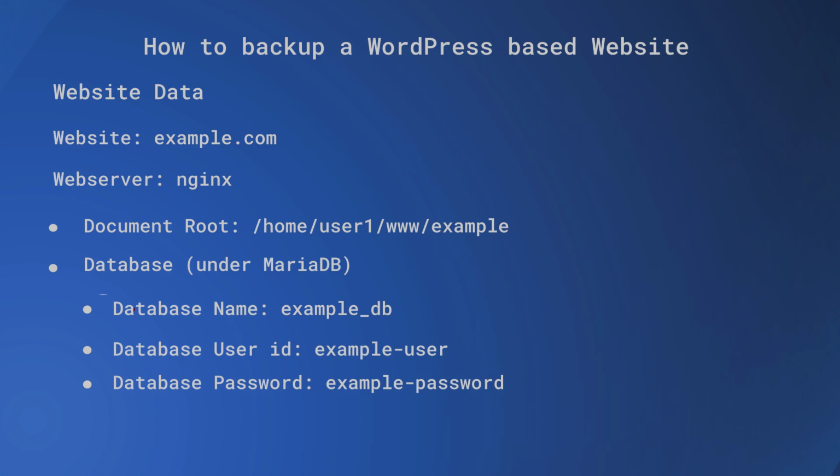The first part, the document root /home/user1/www/example, and the second part, MariaDB database with database name example_db, database user ID is example-user, and database password is example-password. These are example values. You'll have corresponding values for your website.